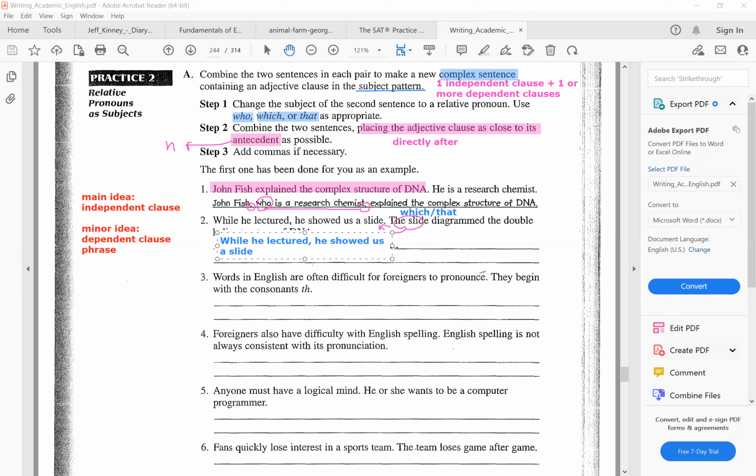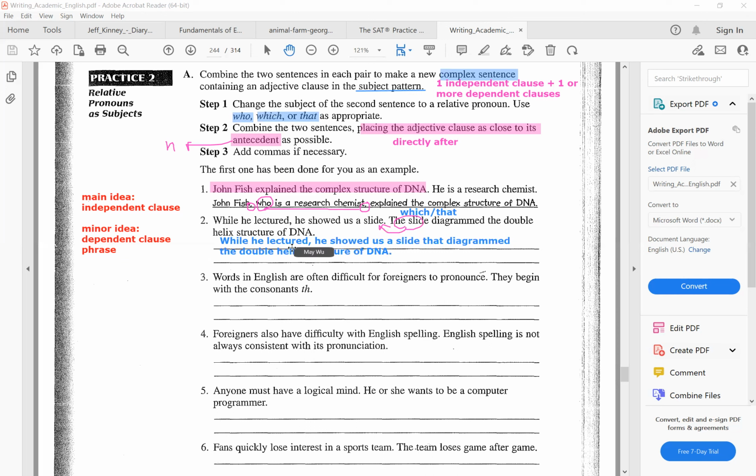Now, a slide is a common noun. There are a lot of different slides. So if I make it non-restrictive, I wouldn't know which slide I'm talking about. So I have to use that, making it restrictive or essential. That diagrammed the double helix structure of DNA. And that is the sentence.